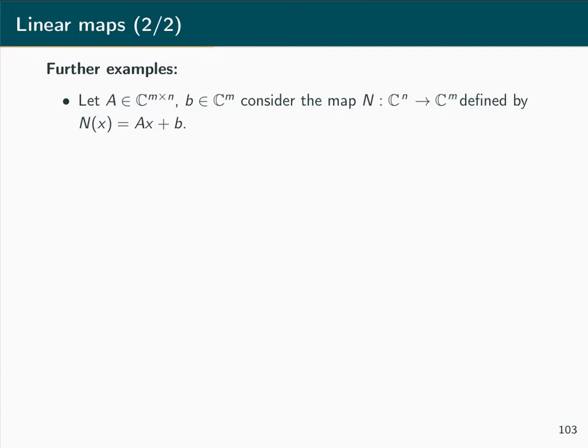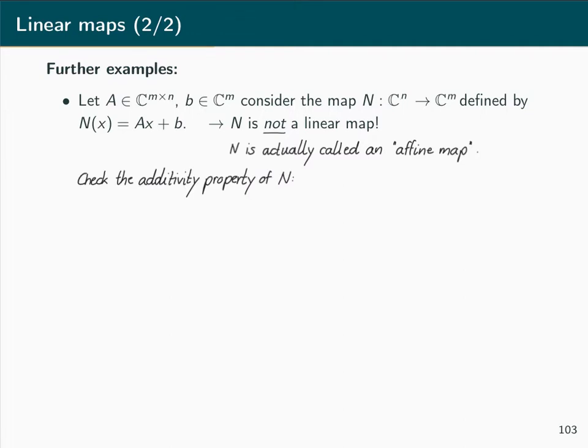Now the question is, is N a linear map? On first sight, N looks innocent and linear, but if we go ahead and check the properties of definition 6.1, we find that N is actually not a linear map. Therefore, a map like this is actually called an affine map. To see that N is not a linear map, we can just check the additivity property.